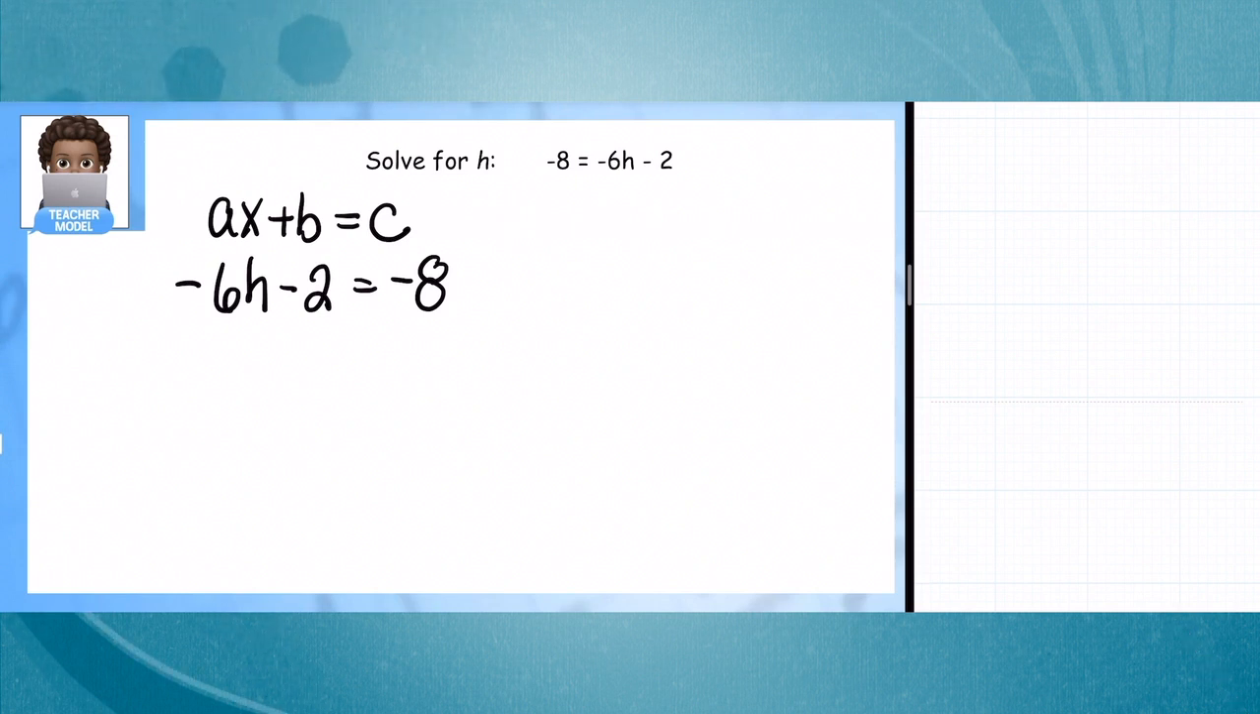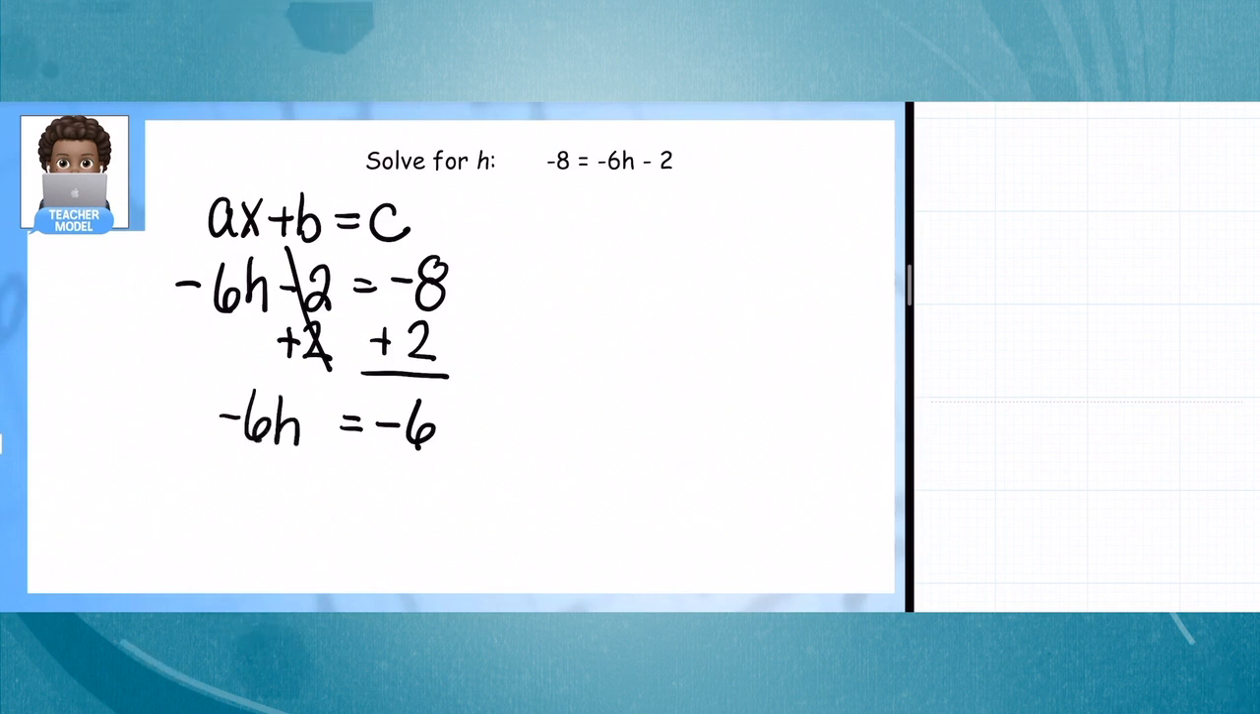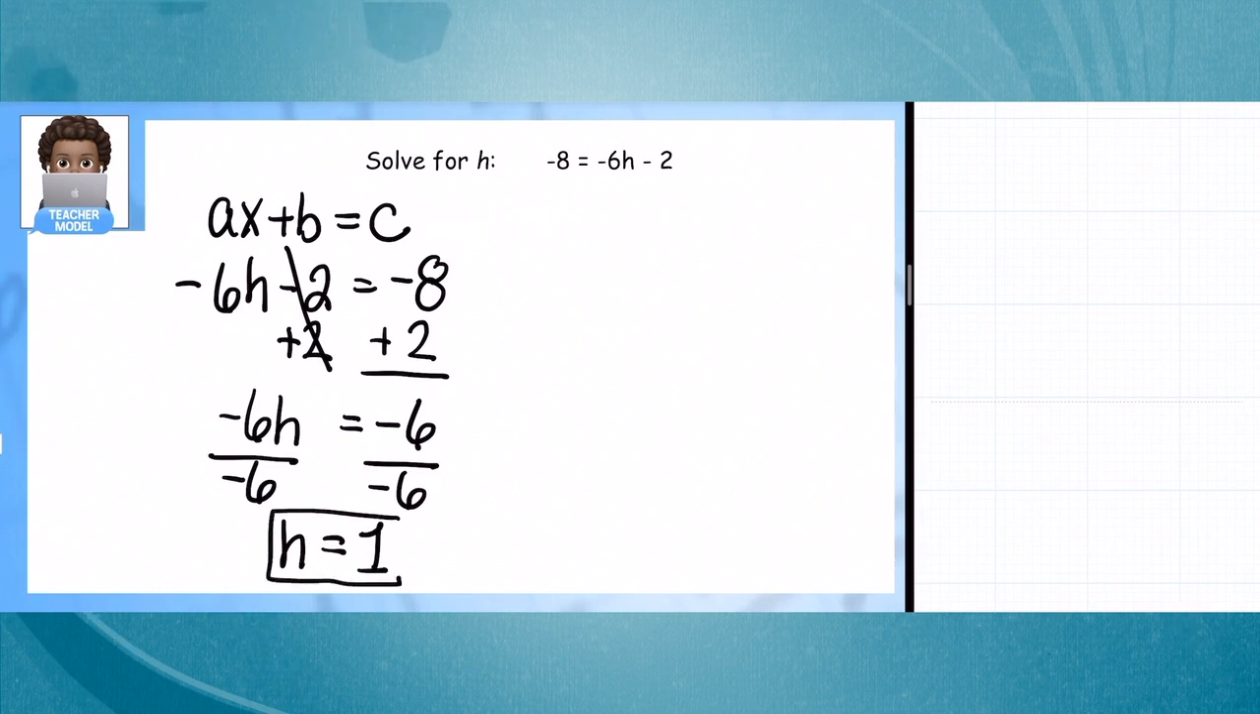So at negative 2. How do we turn negative 2 into a 0? By adding 2. We're going to add 2 to the other side. So let's see. I owe $8. I get $2. So now I'm at negative 6. Okay, so negative 6h is equal to negative 6. We're going to divide by our coefficient, negative 6 and negative 6. So h is equal to positive 1. Let's check our work.